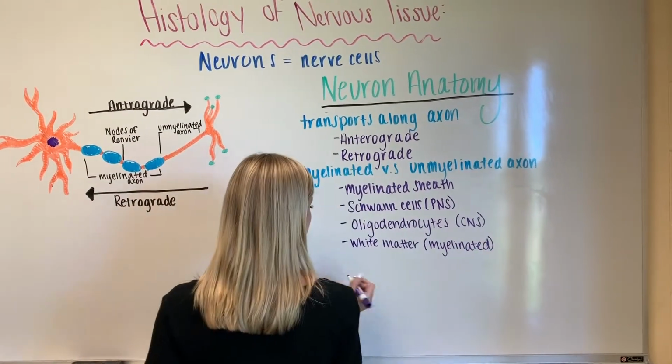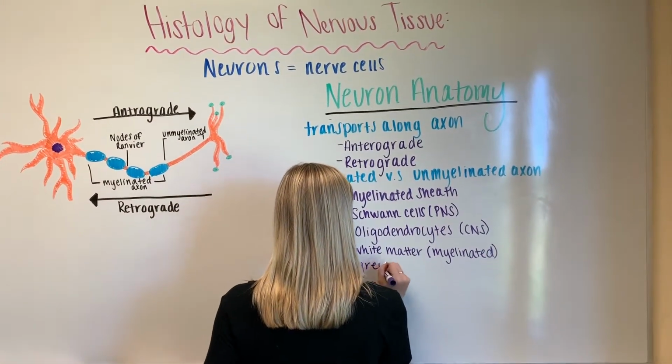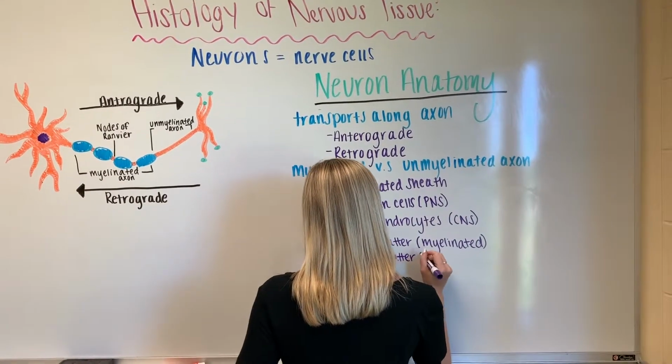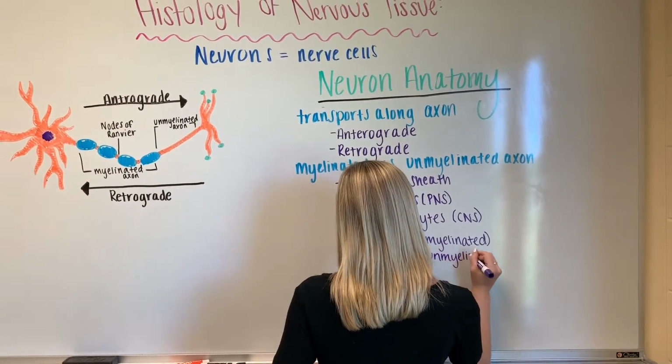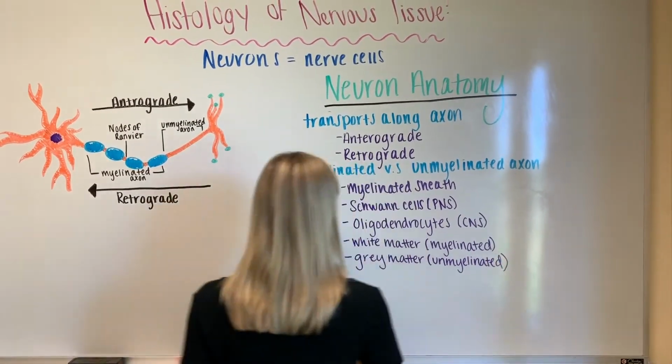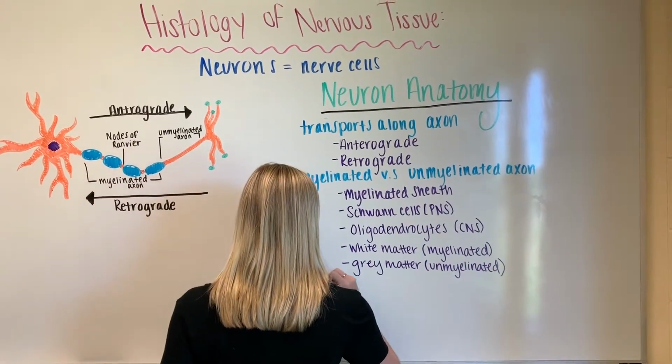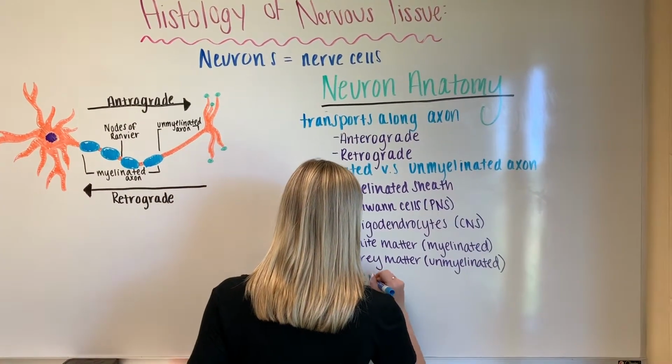Lastly, we have what's called the nodes of Ranvier. These are the spaces in between the Schwann cells. These are quite significant, for they help with saltatory conduction. This is where an impulse jumps from node to node in an axon.